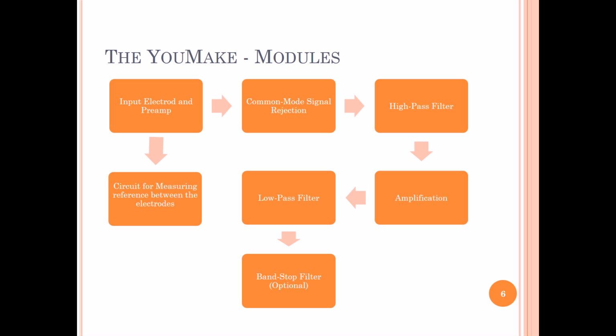The fourth module is amplification, in which the signal is amplified several times according to the requirements of the desired signal. The fifth module has a low-pass filter that must also be adjusted according to the desired signal. Finally, there is a 60 Hz band-stop filter.